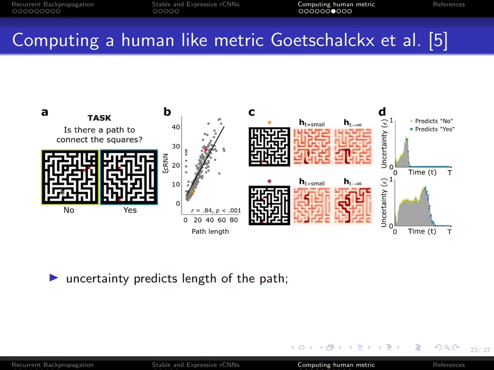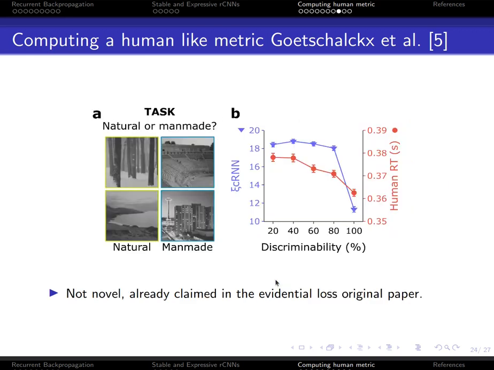On yet another task, we have a labyrinth where you have 2 points, 2 red dots, and the goal is to answer if there is a path that connects the 2 dots. Here in this test, they compare the uncertainty with the total path length, and it is highly correlated, right? So the relationship is linear between the 2 variables. And we can see here how the hidden activations work, and here the graphics over time of the uncertainty. I have a really cool demo to show afterwards that is made available.